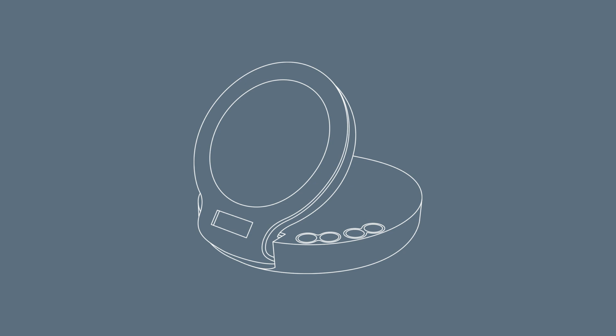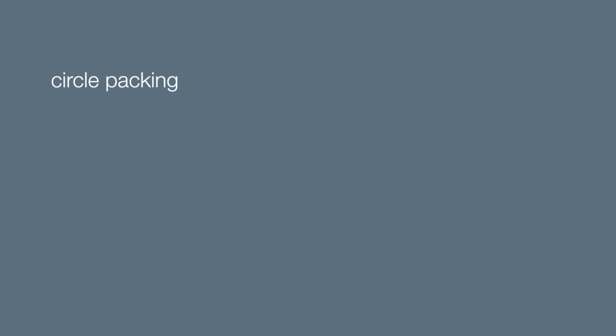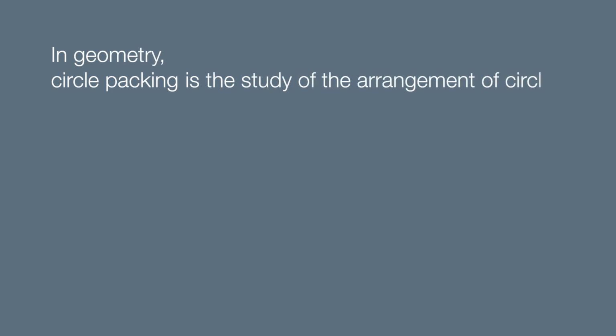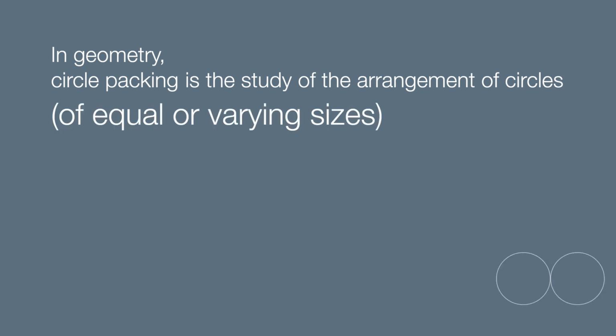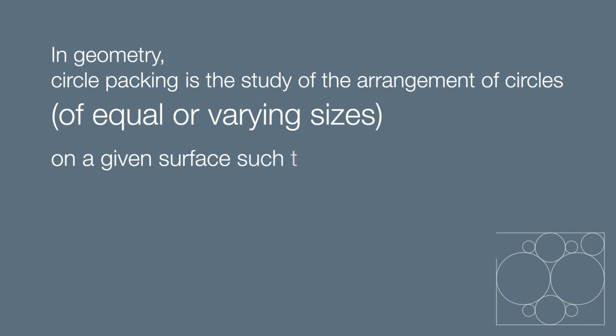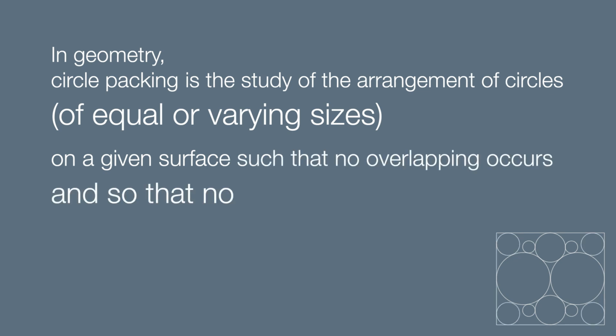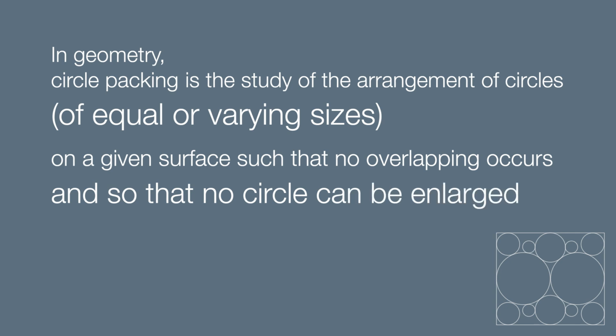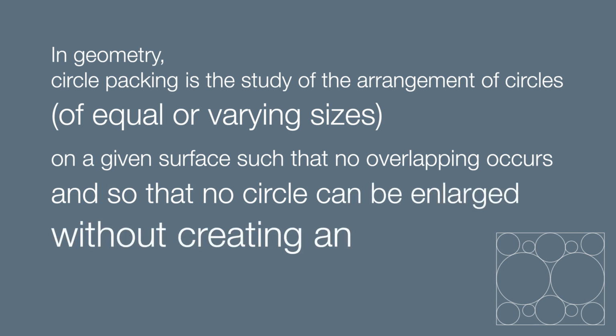I remember this concept called circle packing. What does that mean? This is from Wikipedia. In geometry, circle packing is the study of the arrangement of circles of equal or varying sizes on a given surface such that no overlapping occurs, and so that no circle can be enlarged without creating an overlap.